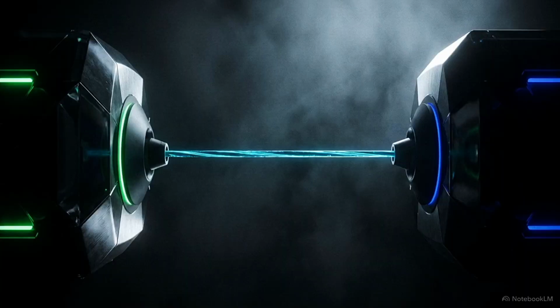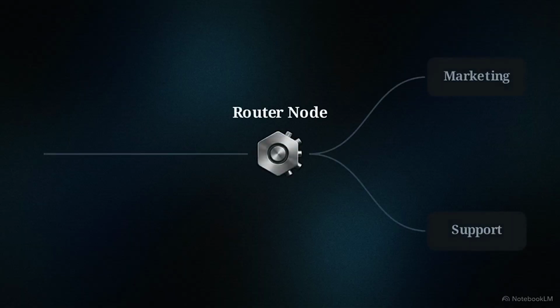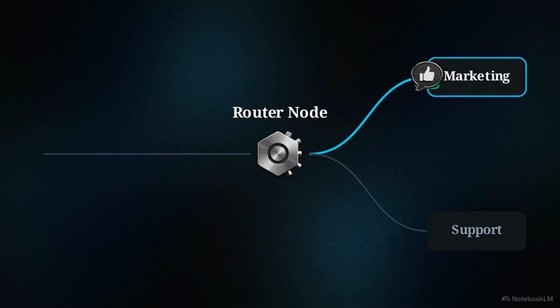Moving data in a straight line from point A to point B is useful, but real-world operations are rarely that simple. To handle nuanced logic, Make uses the router node. This acts as a junction box, allowing your workflow to evaluate the incoming data and make split-second decisions. If a customer submits a positive review, the router detects the sentiment and sends that data down one branch to your marketing team. If the review is negative, it gets instantly routed down a separate path straight to customer support.